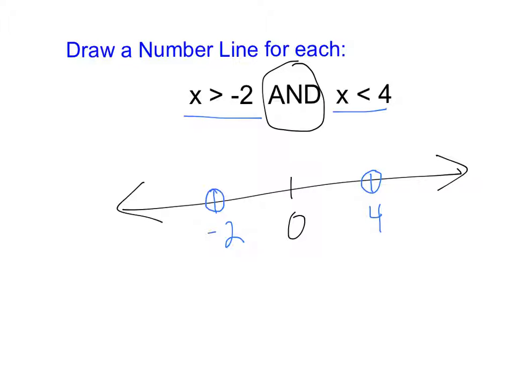Now for the shading, we want the same number X to be both bigger than negative 2 but also less than 4. Numbers that are bigger than negative 2 go this way. Numbers that are less than 4 go this way. As you can see, your graph shades towards each other, which is an AND statement.